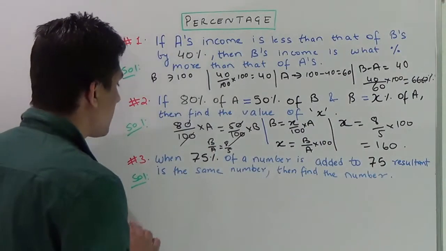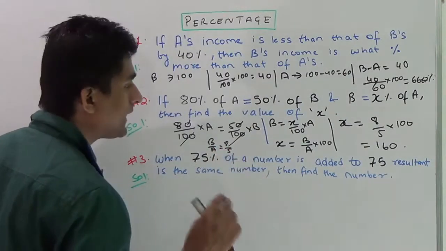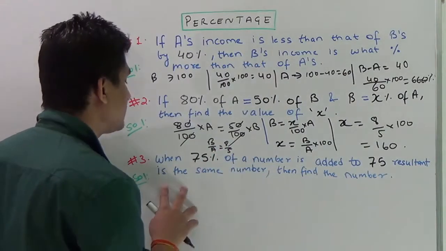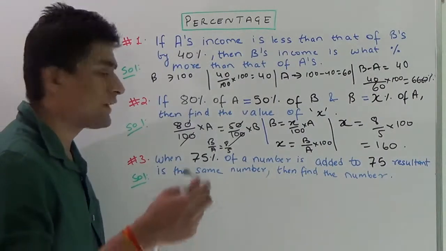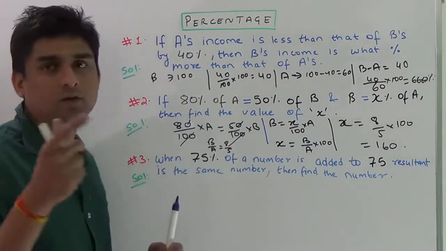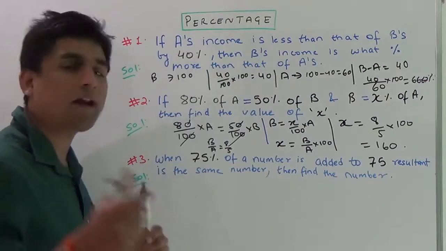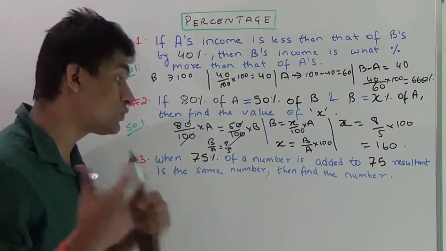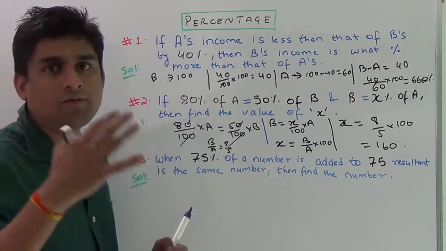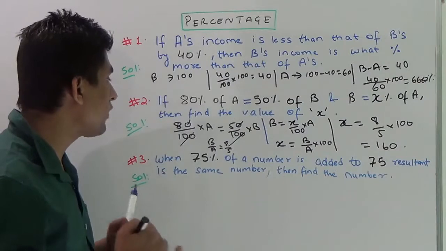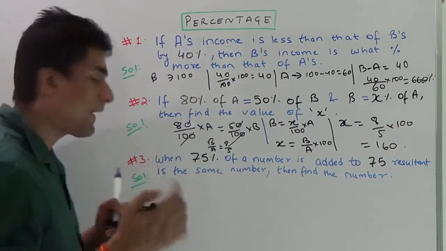Our next question is: when 75% of a number is added to 75, the resultant is the same number, then find the number. Our question says 75% of a number is added to 75, and the resultant which we have got after adding that 75% of a number to 75 is the same number. Suppose the number was X, we calculate 75% of X, then add 75 to that, and we get the same number X.